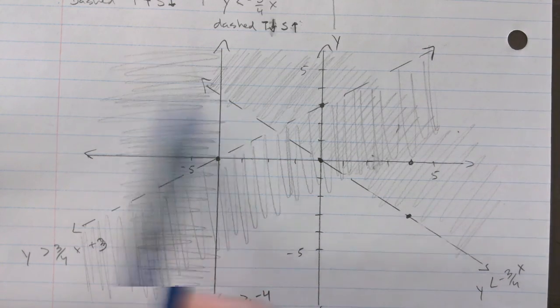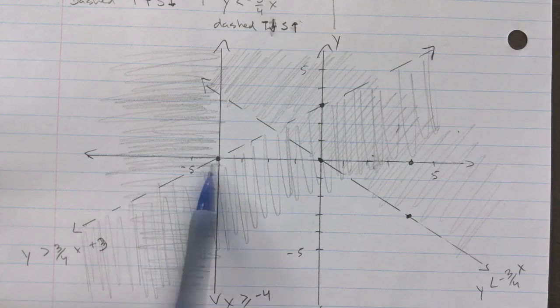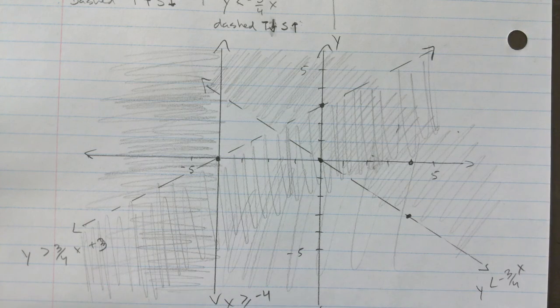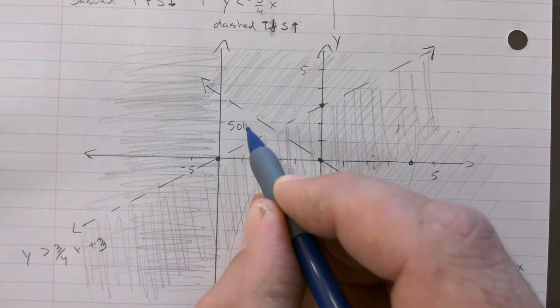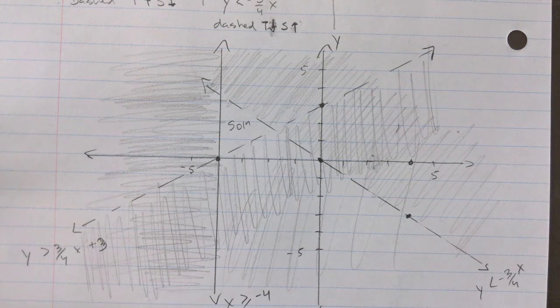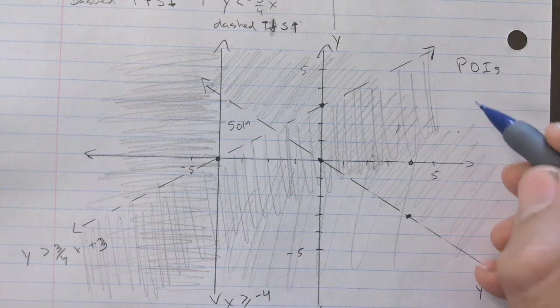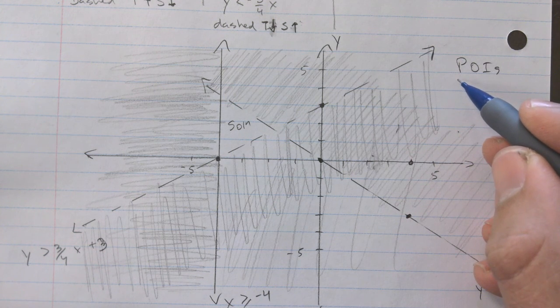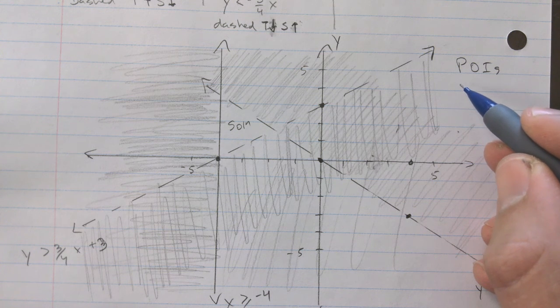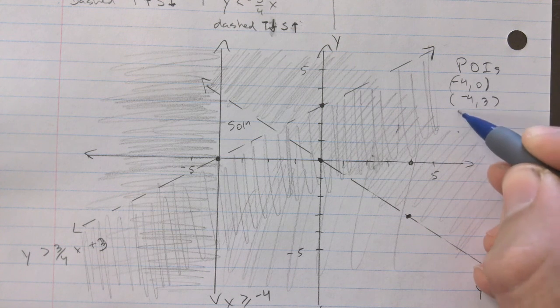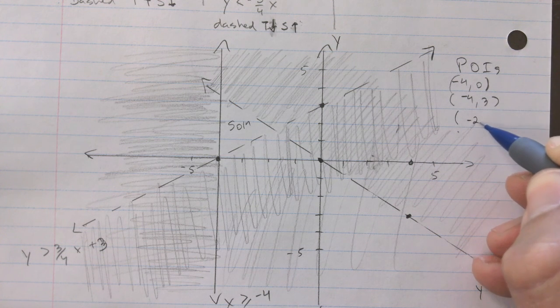And you have to be careful that you know that all of this down here is gone. Don't practice yet. Don't practice yet. I will just quickly give you the solution. I will give you the POIs. And they are, write these down so you can check. -4, 0. -4, 3. And -2, 1.5.